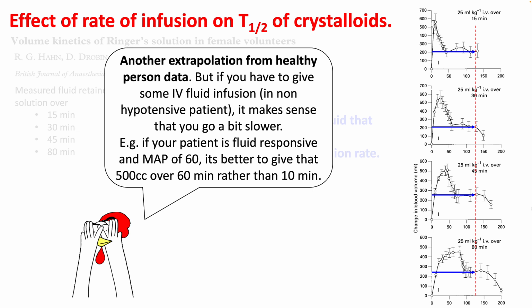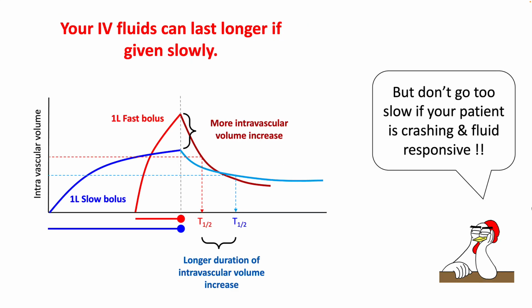Again, that's an extrapolation from normal healthy volunteers, but it does make sense that if you go a bit slower, your half-life of fluid will possibly be longer than when you give your fluid faster. So if your patient is fluid responsive and relatively stable, it might be better to give that 500 cc bolus over 60 to 90 minutes rather than 10 minutes. However, understand that if your patient is crashing, it's better to give them a faster bolus than a slower bolus. Faster bolus achieves more intravascular volume increase rapidly. However, the slower boluses will give you longer duration of intravascular volume.